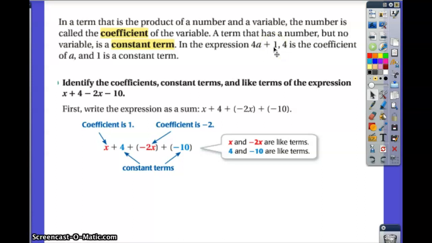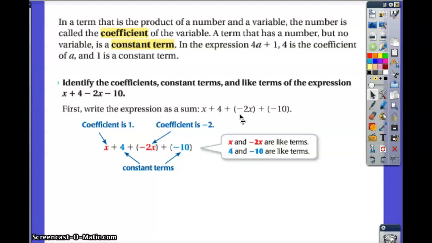So as an example, we're going to identify the coefficients, the constant terms, and like terms of the expression x plus 4 minus 2x minus 10. The very first thing you have to do is make this an addition problem, or write it as a sum. So it ends up being x plus 4 plus a negative 2x plus a negative 10. Now again, you're going to have to know your integer operation rules to be able to do these types of problems. So once we do that, now we can identify the coefficients, the constant terms, and like terms.